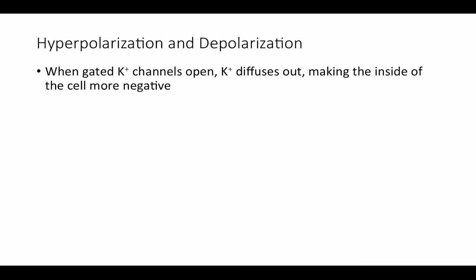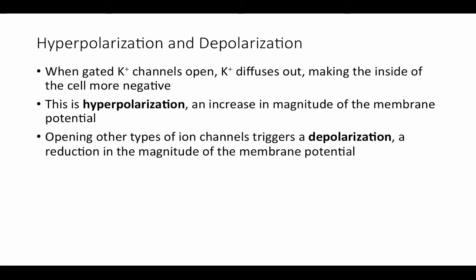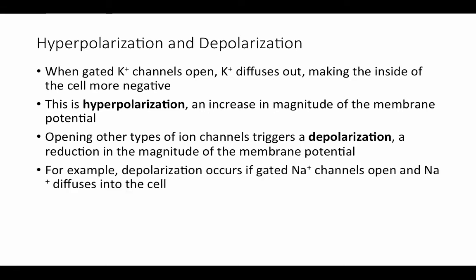So for example, when gated potassium channels open, potassium ions diffuse out, making the inside of the cell more negative. So that's going to increase the difference between inside and outside. So we call this a hyperpolarization. It's an increase in the magnitude of the membrane potential, an increase in the magnitude of the difference in voltage between inside and outside the cell. Opening other types of ion channels can trigger a depolarization, a reduction in the magnitude of that voltage difference between inside and outside. For example, depolarization occurs if gated sodium channels open and sodium ions diffuse into the cell.